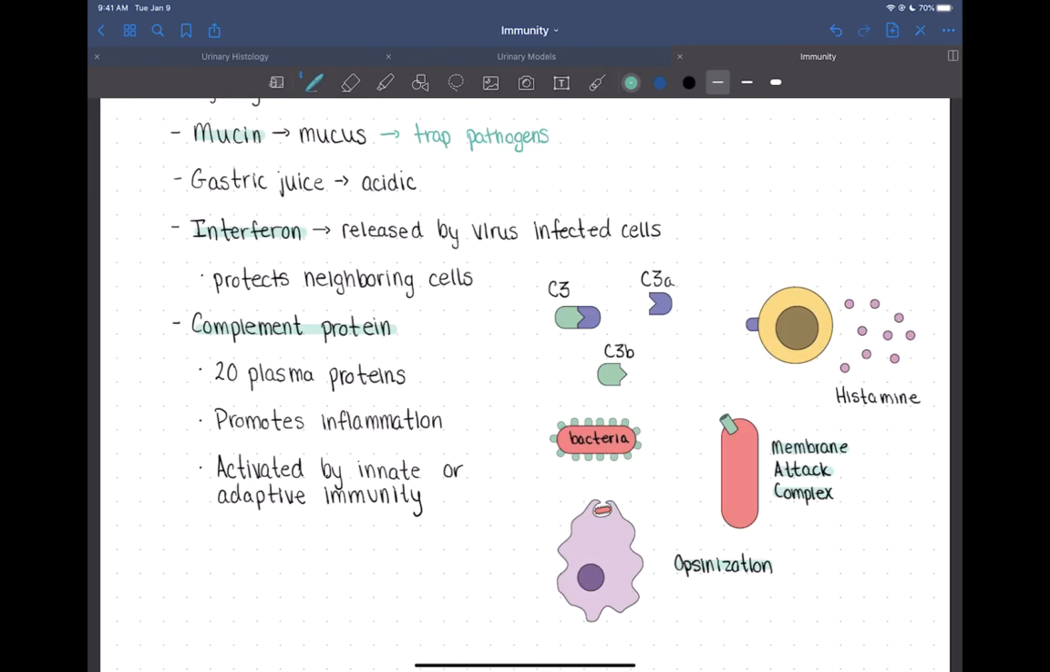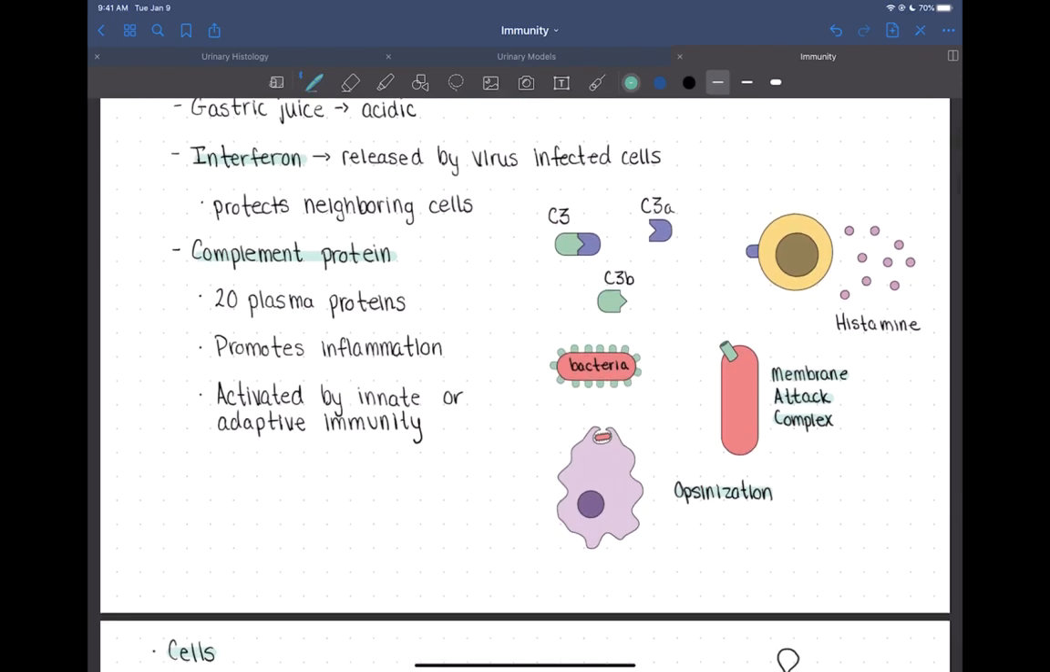So kind of the last moments of life of this cell that's been infected, it's going to send out the message to tell the other cells that something's up and they need to start protecting themselves against this virus. That's what interferon does.